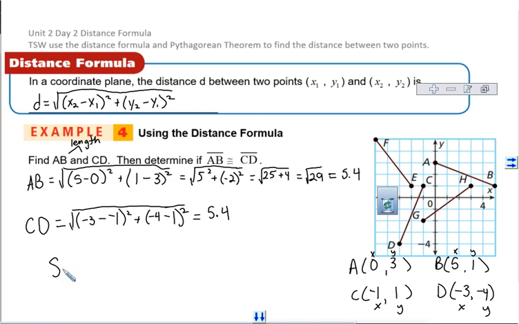So that means that segment AB is congruent to segment CD. If you have a problem like this on your assignment, you need to make sure that you're giving me the length of each of the segments, and then telling me whether or not these segments are congruent. And these segments are congruent because we ended up with the same measurement.